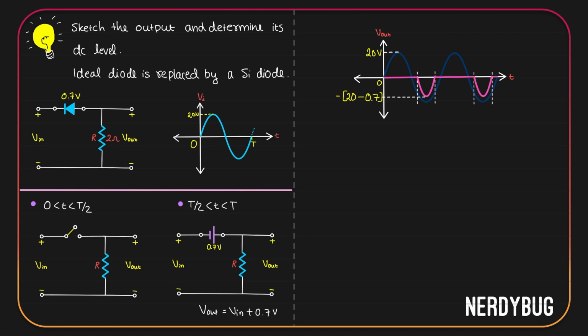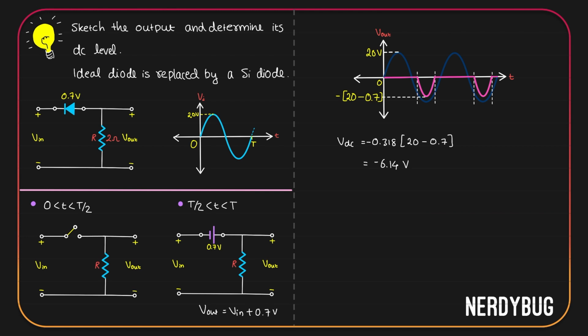Let's try to find the DC value or the average value. VDC is 0.318 multiplied by the peak value. Here it is negative, so we have a negative here, multiplied by 20 minus 0.7. And this comes out to be minus 6.14 volt.